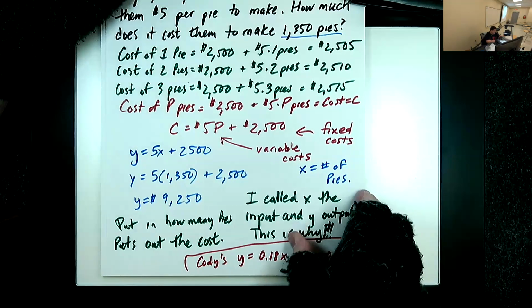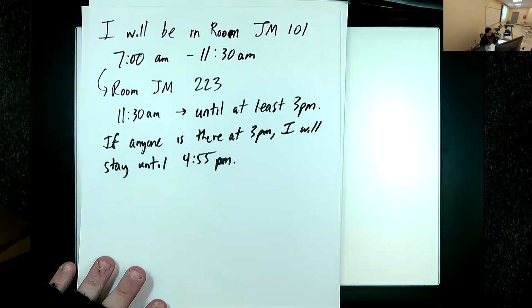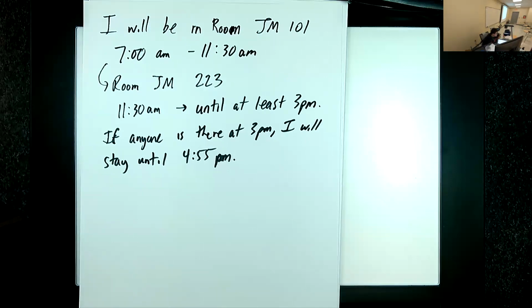All right. So tomorrow starts the midterm. You do not have to come. I will be in this room from 7 a.m. till 11:30. After that point, I'll be heading upstairs to JM 223, which is on the other side of the building. It's on the outside, you follow it around, go through the hallway. I will be there from 11:30 till at least 3. If anyone's there at 3 or emails me and tells me they're coming after 3, I'll stay till 4:55.